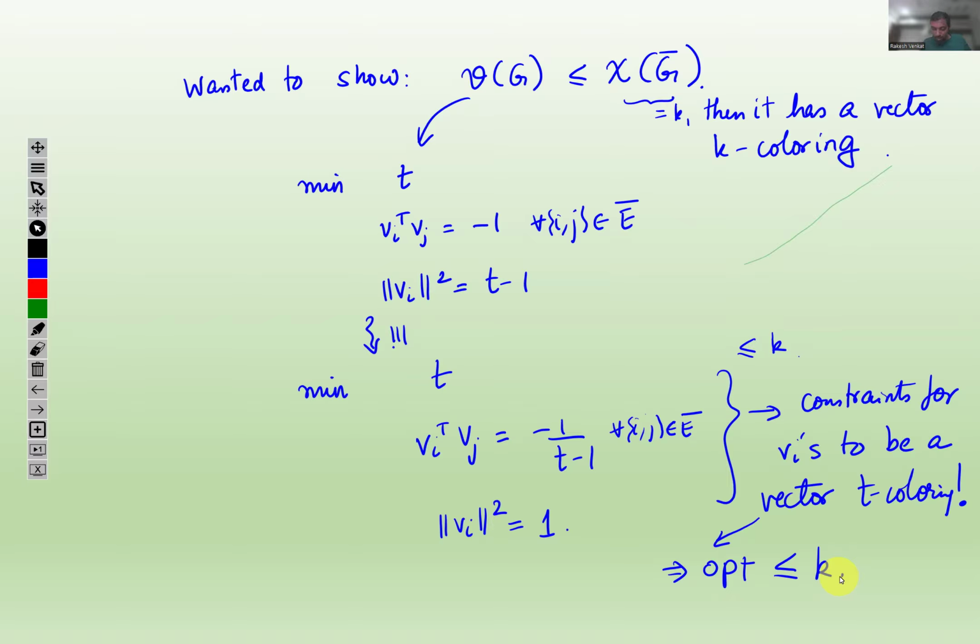Okay, so I had to skip some parts of the proof while doing this, but the key takeaway that I want you to remember from this is this idea that if you can formulate theta of g as an optimization problem, right? And once you formulate theta of g as an optimization problem, it gives an easy link into, say, the chromatic number on one side, the independence number on the other side.